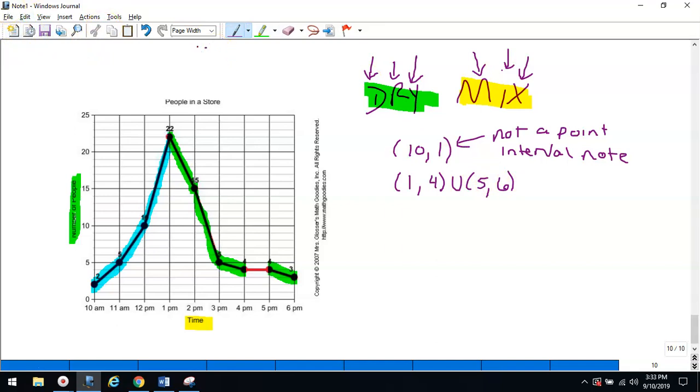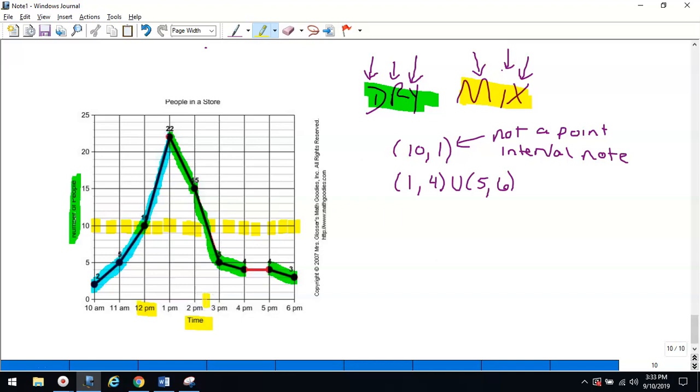What's next? What time are there 10 people in the store? Well, let's see. The number of people is here, so at what time are there 10 people in the store? The interesting thing about this is it looks like there's going to be 2 different answers for this, right? One answer is going to be 12 p.m. and the other answer is going to be approximately 2:30 p.m.